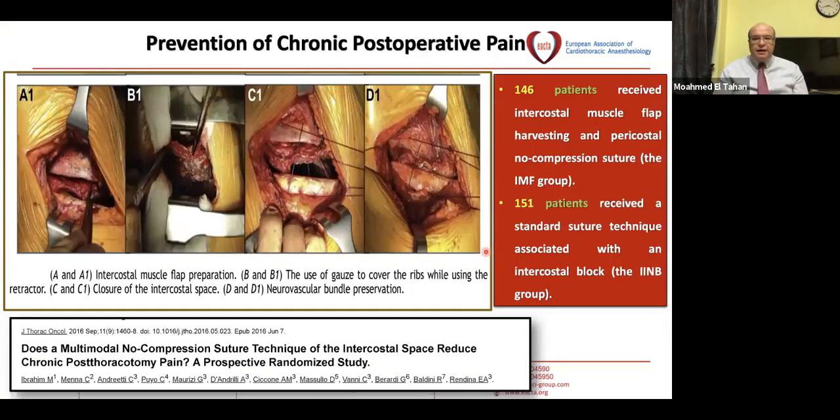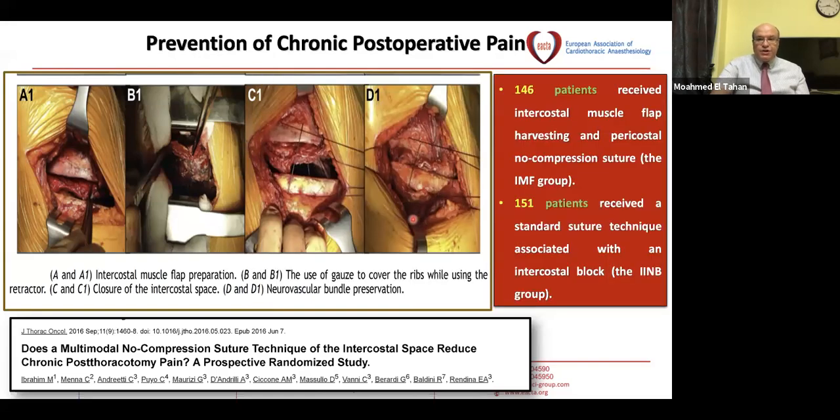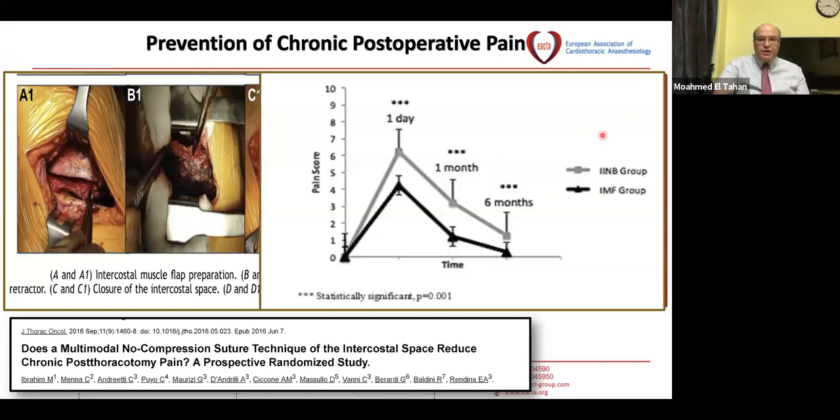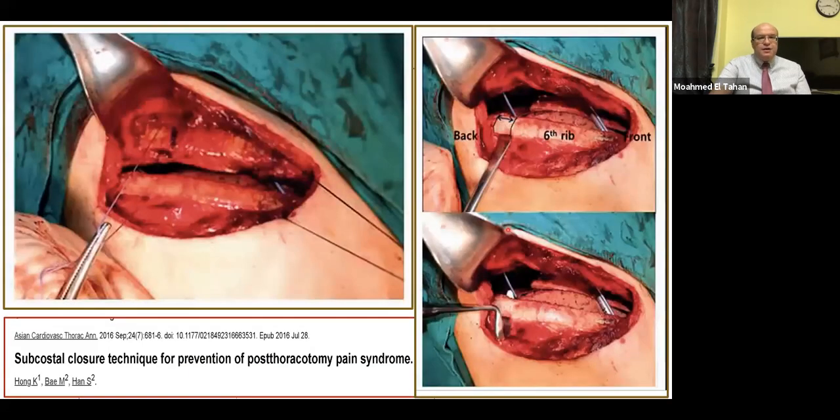In this study, including two groups of patients according to the type of muscle closure, is there an intercostal muscle flap or standard suture, associated with an intercostal block or both of them with intercostal block. You can see here the incidence of chronic pain is less with the layer closure with the intercostal muscle flap closure, up to 6 months after surgery. However, the weakness of this study is that it was an unblinded study.